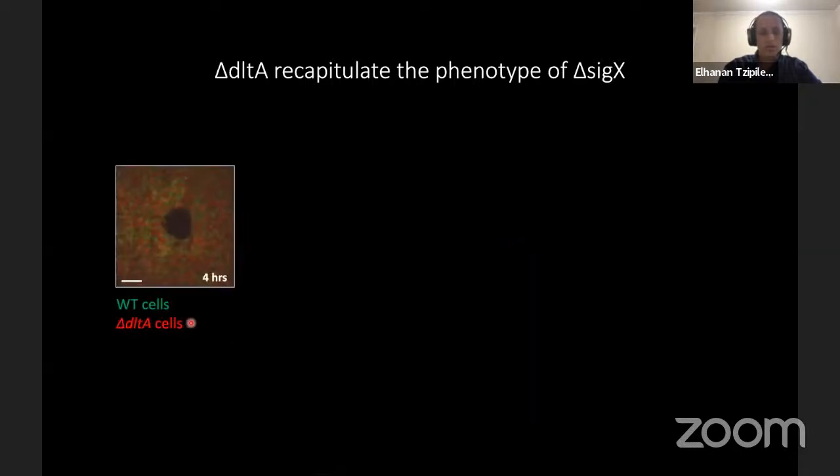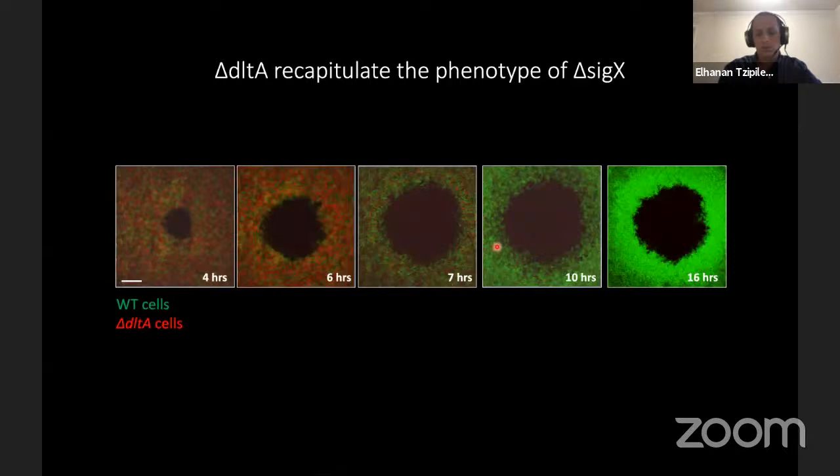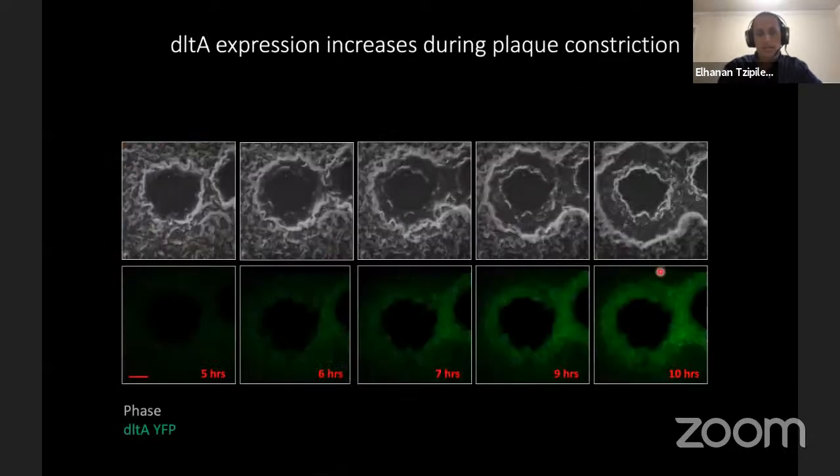And also when we mix together GFP-labeled wild type cells with mCherry-labeled DLTA knockout cells and monitored plaque formation, we found that mCherry-labeled DLTA mutant cells are completely excluded from the constriction zone. And finally, when we monitor DLTA expression by fusing DLTA to a YFP fluorescent protein, we found that DLTA is specifically expressed during the constriction in the area around the plaque.